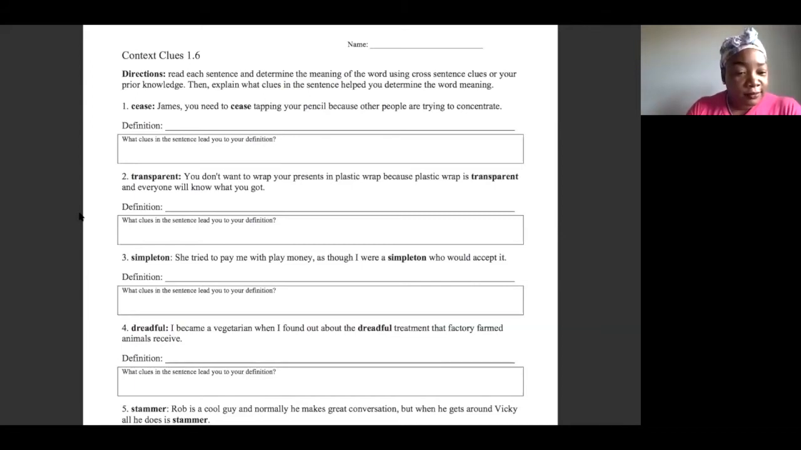Okay, I see some persons already putting the answers in the chat. Okay, before you put the answers in the chat, let's look at the clues first. All right, we're looking at the word cease. James, you need to cease tapping your pencil because other people are trying to concentrate. You tell me what the word cease means.